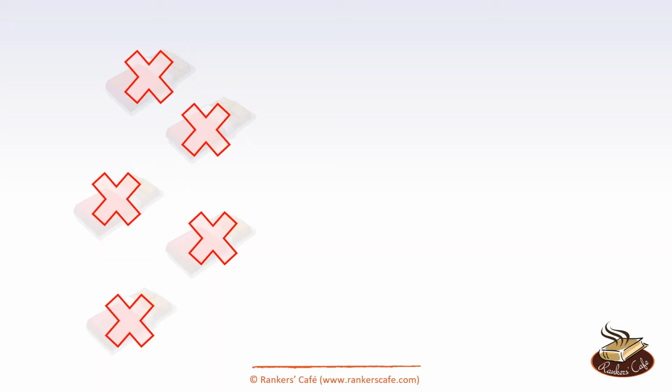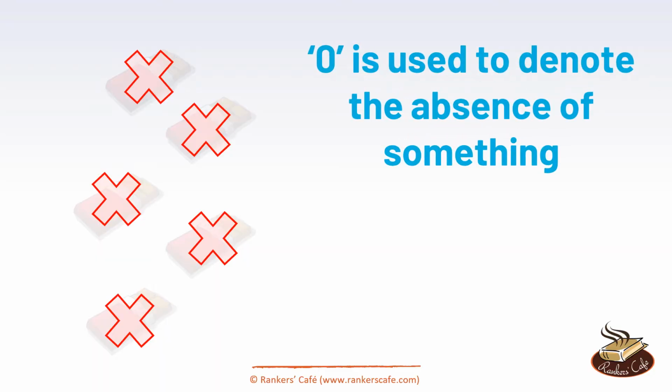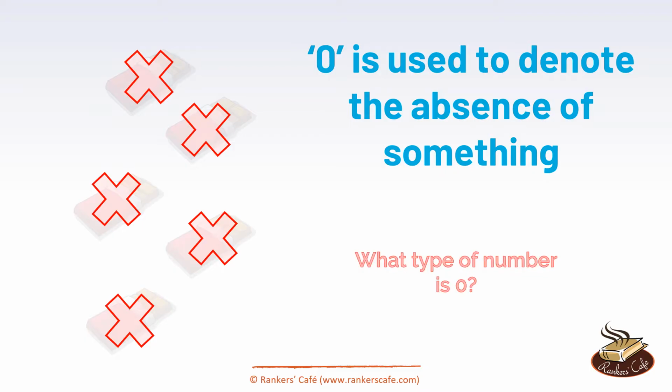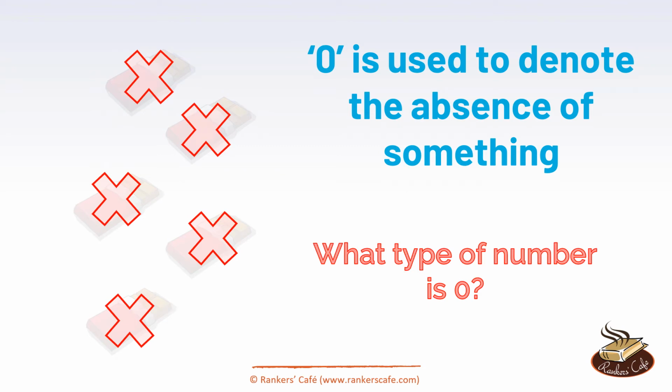0 is used to denote the absence of something. Thus, the fact that I don't have any chocolates with me is represented using the number 0. If somebody asks me how many chocolates I have, I will say I have 0 chocolates. 0 is a number, though not a natural number. So what type of a number is 0? 0 is a part of a set of numbers known as whole numbers.